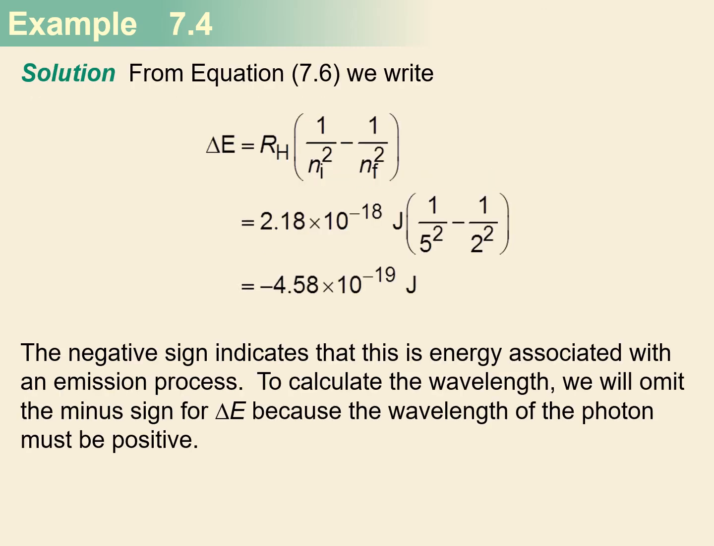So here you see that if we simply plug the numbers in, we get a delta E answer, which is going to be negative 4.58 times 10 to the negative 19 joules. Now, clearly we can't really have a negative number for this emission process because wavelength is never a negative number. So in any event, now that we have 4.58 times 10 to the negative 19 joule, we can use that.